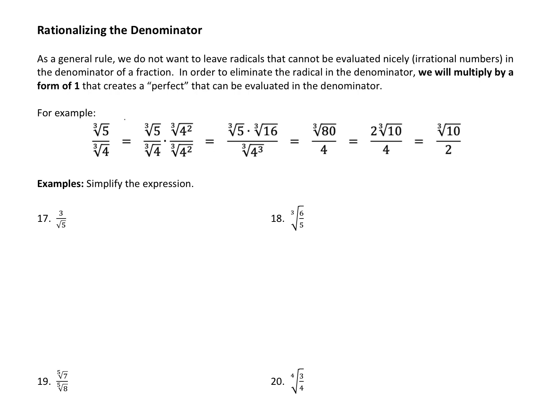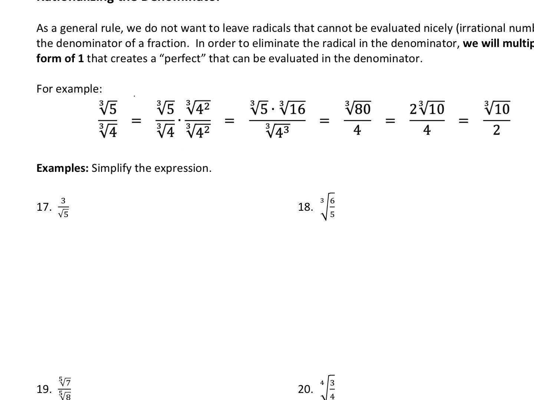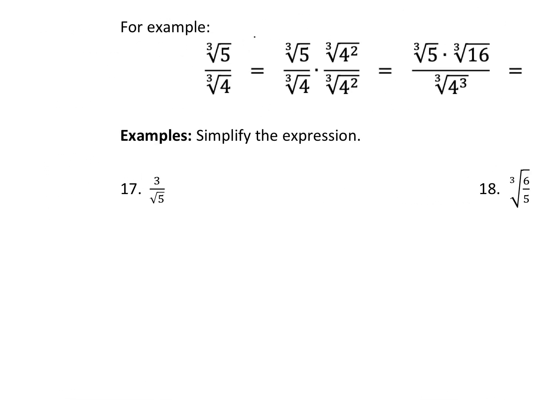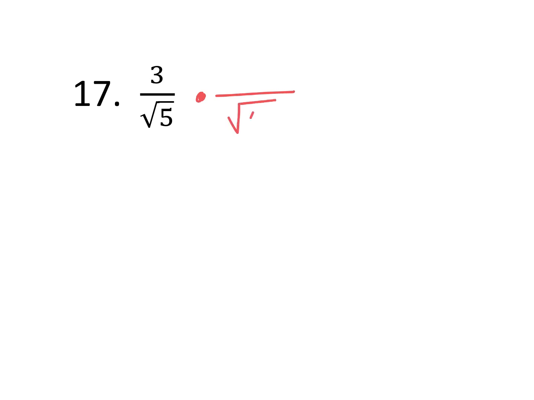The whole goal is to multiply by something so that we get a perfect square that can be evaluated. So here we have a square root. If I multiply by another square root, then that square root on the bottom should go away. So we'll multiply by the square root of 5.